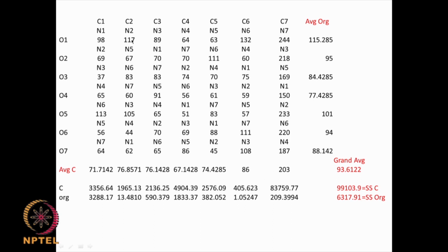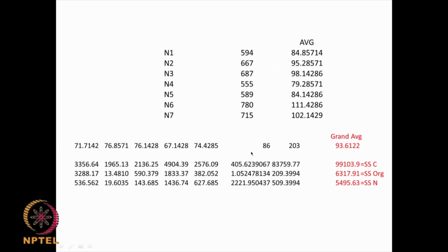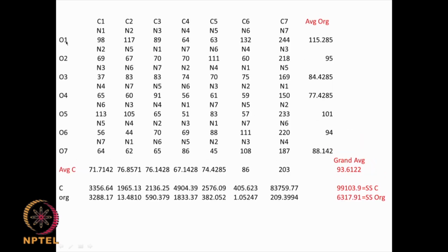Then nitrogen 2 here, here, here, here, here, here, here, add up all these, divide by 7. Okay, nitrogen 3, so we have here, here, here, here, here, here and here, divide by 7, nitrogen 3. So like that we can do for all the nitrogens. So we will get 7 different nitrogen averages. Nitrogen averages are a little bit tricky because the organism average is along the row, carbon average is along the column, but nitrogens are spread all over the place.